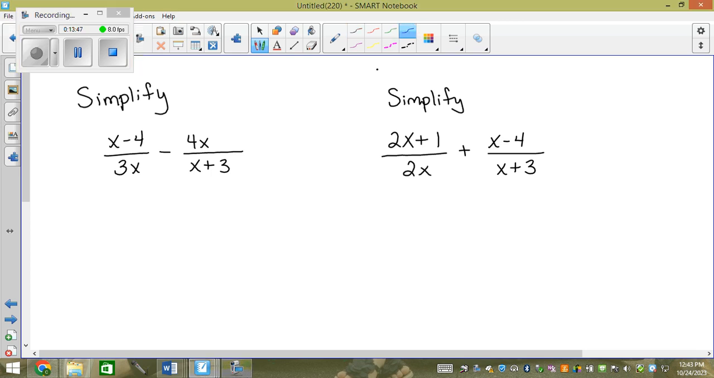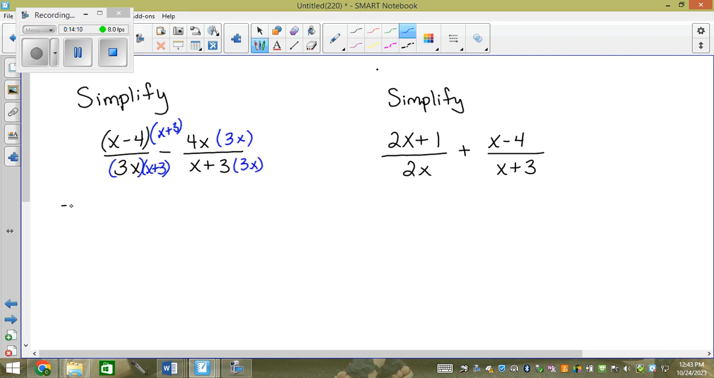This one here has 3x, a monomial. The other one has a binomial. So when you have a monomial denominator and a binomial denominator and you're adding and subtracting, you multiply by the other one. So x plus 3 is what I'm going to multiply this one by. And I don't put my denominators together. And then this one I'm going to multiply by 3x.